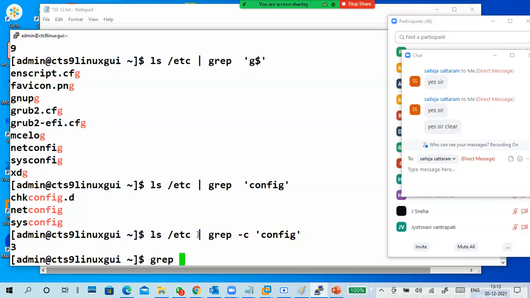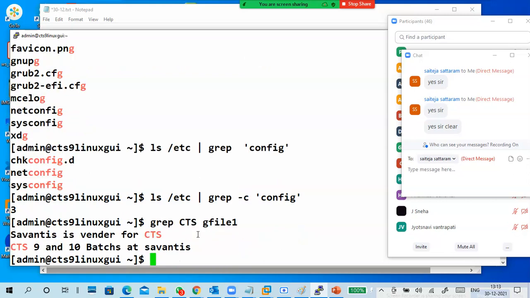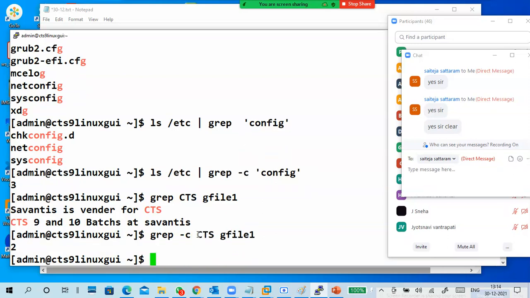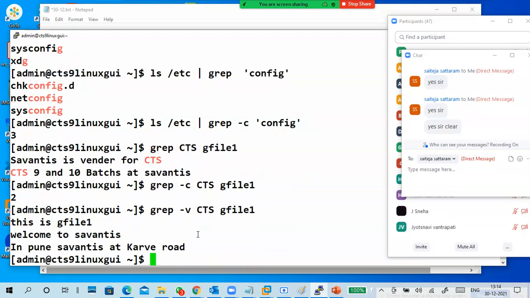Okay, cts also. So grep cts in file 1: two lines having cts. Minus c: two lines having cts. What is minus v? It shows lines with the unmatched pattern. So these three lines don't have cts inside.